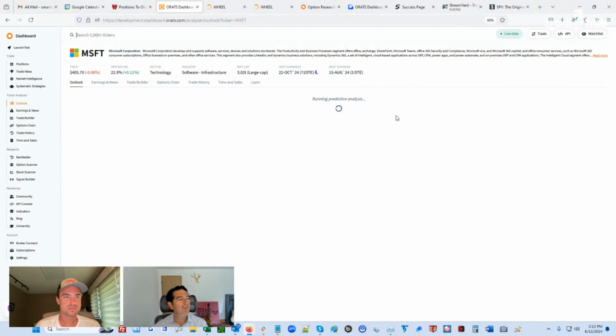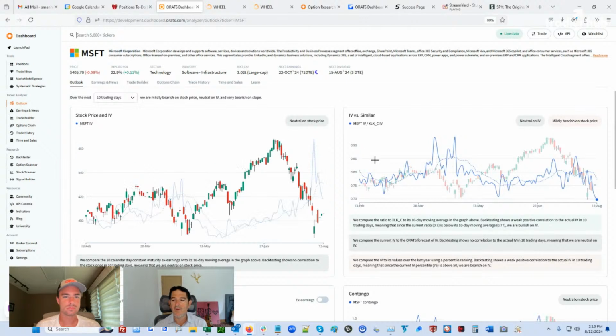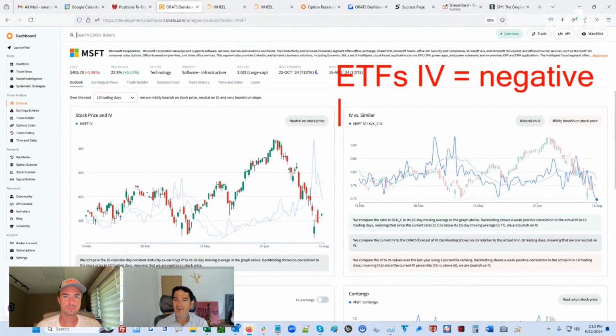Yeah, and then what I'd like to point out here is that when you go the opposite way, these tend to look different, whereas before it was a negative indicator. So what I'm going to write now is for the ETFs, the IV is negative. But for the symbols, it's the opposite.